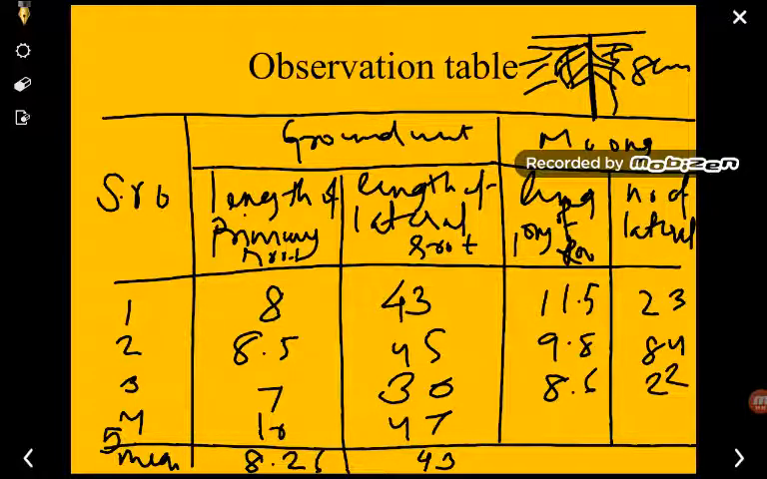Similarly, after the fifth observation, we are going to find out the mean. So consider the mean is 10.18, and the mean of the lateral roots is 25.6. So we are going to find out the length of the primary roots as well as the lateral roots. So this is our observation table.